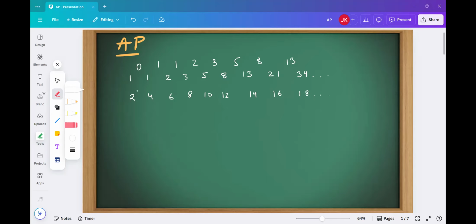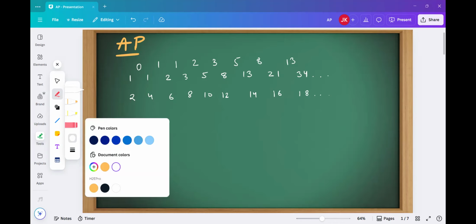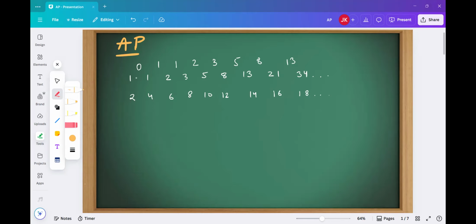Do you notice something here? Yes, if you noticed, that's really great. What is behind 1? There's nothing, so 0 is added. What is behind 1? It's 1, so 1 is added. What's behind 2 is again 1, so 1 is added. What's behind 3? It's 2, so 2 is added. What's behind 5? It's 3, so 3 is added. So this is one kind of sequence, and in a similar fashion it is moving on.